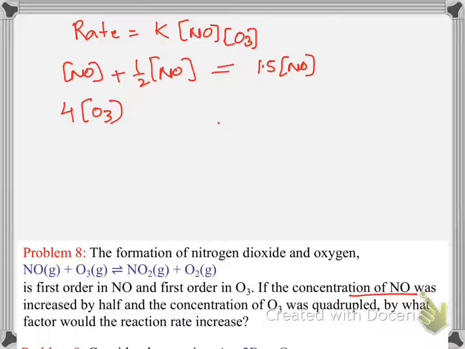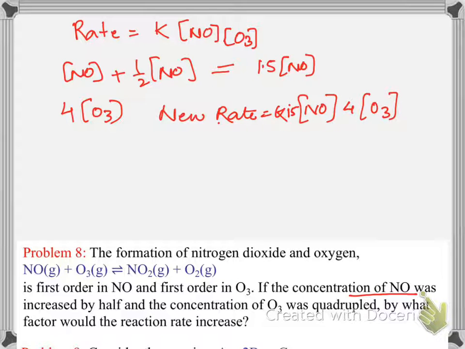So that means my new rate will become K times the concentration of NO, which is now 1.5 NO, times the concentration of ozone, which is 4 times ozone. That's my new rate. And if I multiply 1.5 with 4, it is 6. That's the new rate after the concentrations were changed.